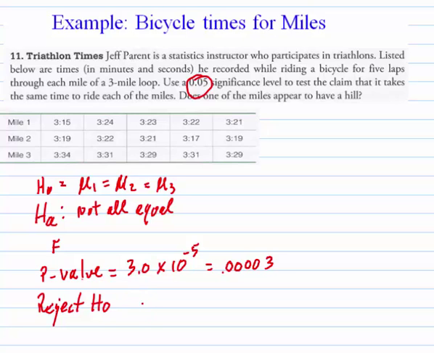And conclude that one of the miles does appear to have a hill, or that it takes longer to do one of the miles than the others. And it looks like this one takes longer, and so therefore it probably has a hill. All right, so that's an analysis of variance. They were not all equal.